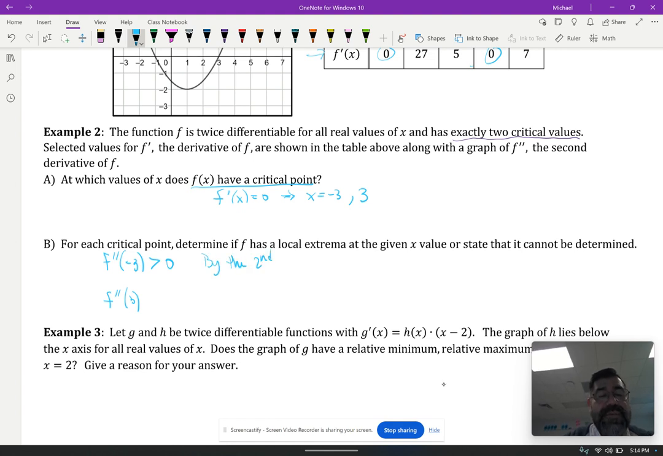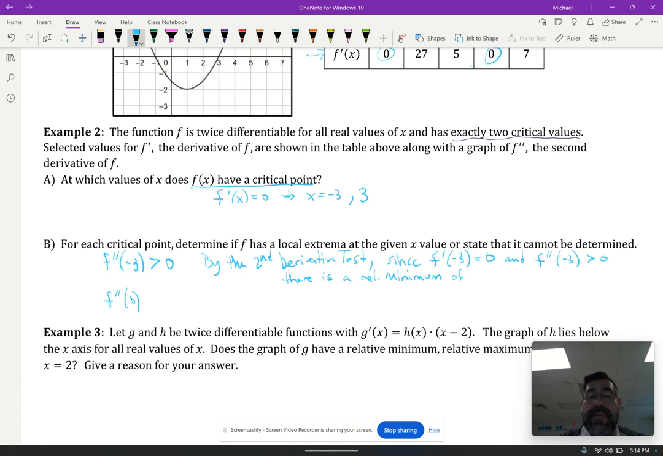By the second derivative test, since f prime at -3 is equal to 0, because it's a critical point, and f double prime at -3 is greater than 0, that means the concavity is opening up. There is a relative minimum of f at x equals -3. What is that relative minimum? I don't know.